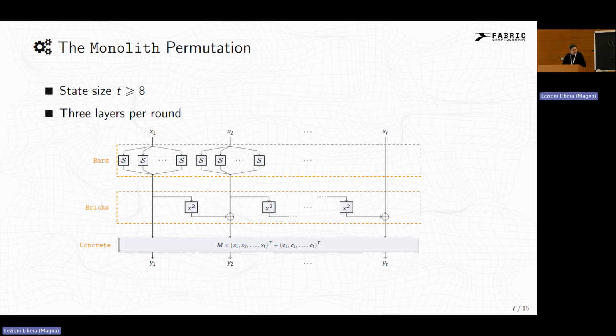So what does it look like then? Here we have a single round function. We have at least 8 state elements, and for each round we have these 3 layers. The first layer is maybe the most novel one here, so I will talk about this later. Then in the second and the third layer, we have something like a Feistel, a quadratic Feistel. And in the last layer, we essentially have just a matrix multiplication. We want this matrix to be MDS, but it's just a matrix multiplication.